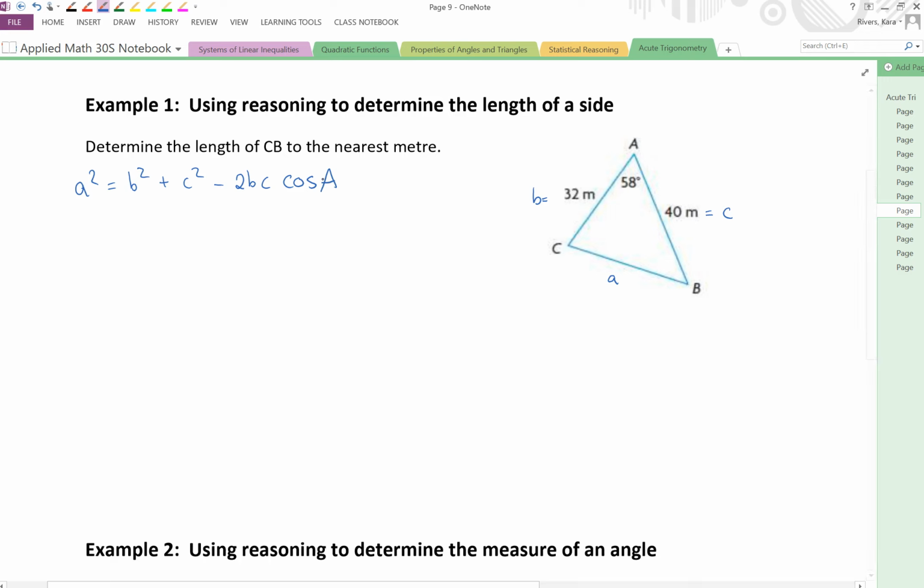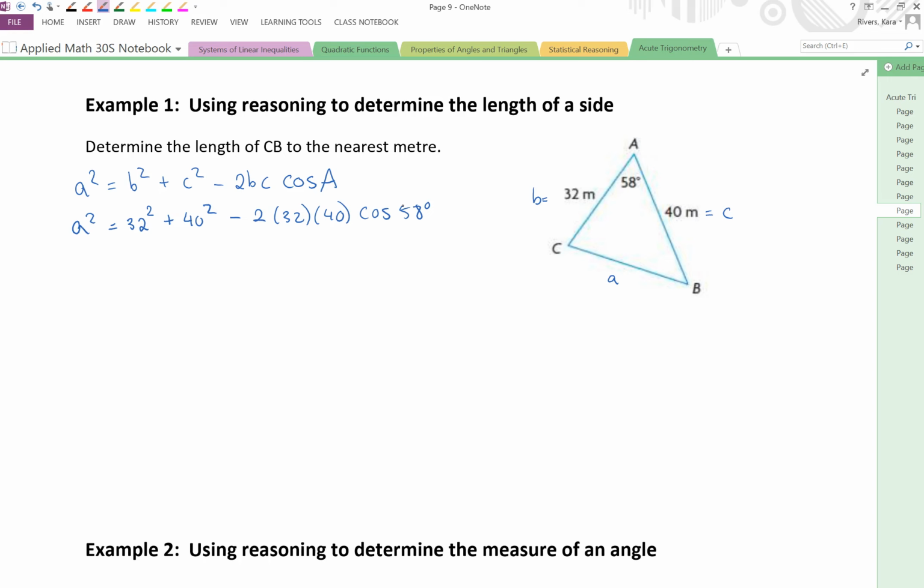Next, substitute any given information. Well, I'm solving for A, so I'm going to leave that. I know that side B is 32, so that would be 32 squared. Side C is 40, so that would be 40 squared minus 2 times 32 times 40 times cosine of angle A, which is 58 degrees. Now again, this is a situation where you're going to want to put as much as you can into your calculator before doing the rearranging and solving, because you want to have the most accurate answer possible.